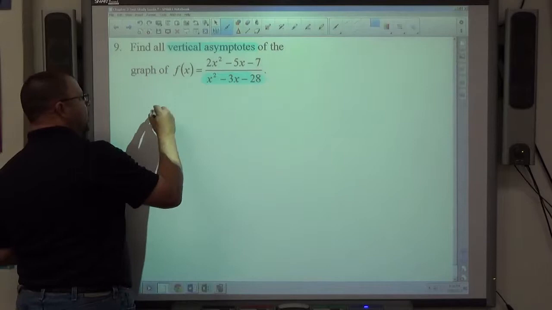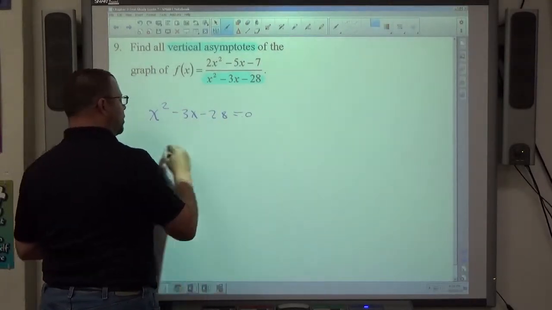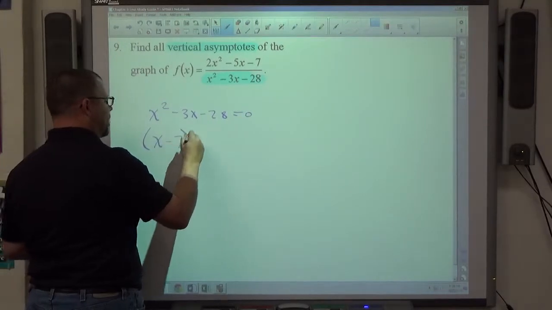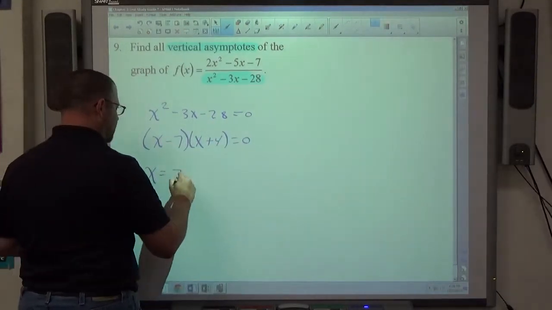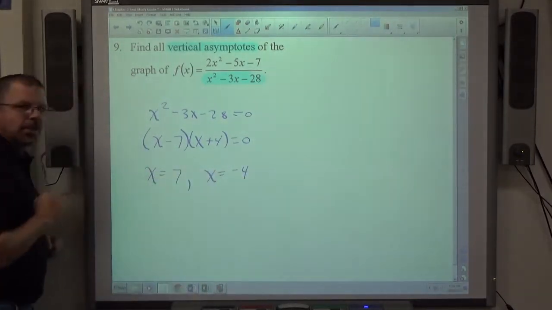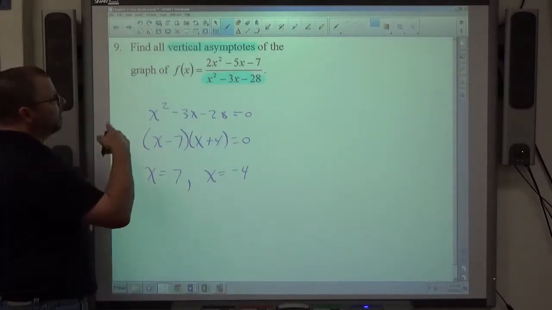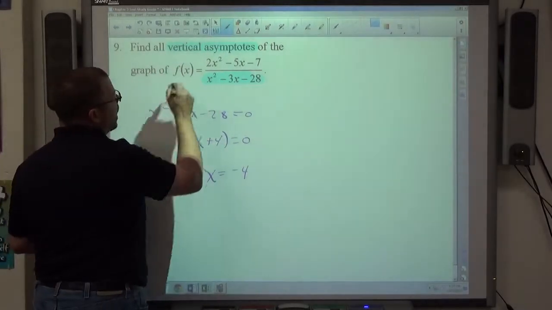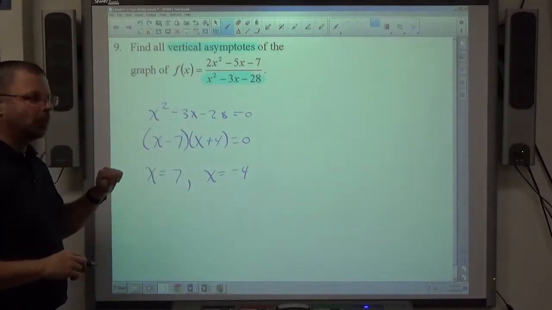So if I look at the bottom, x squared minus 3x minus 28 equals 0, this is just a simple quadratic, x minus 7 times x plus 4 equals 0. So that gets me x equals 7 and x equals negative 4. I am looking for you to write them separately. Don't just give me x equals 7 comma negative 4. It's asking for the equation. Anytime it asks you for vertical asymptotes, it wants equations of vertical asymptotes. They're going to be vertical line equations, x equals number.